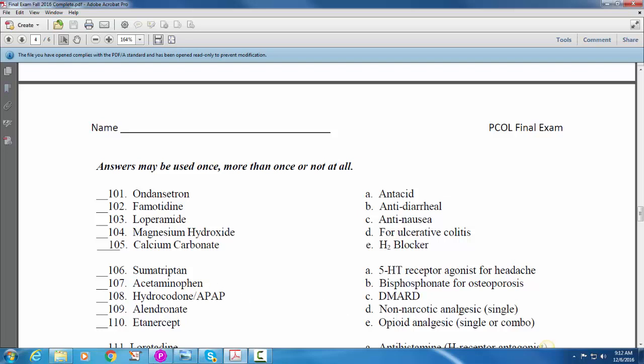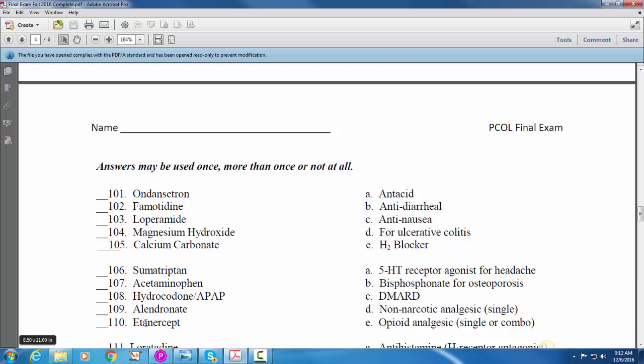Acetaminophen, non-narcotic analgesic. Hydrocodone with acetaminophen. That's a combination opioid and analgesic. So opioid, analgesic, single or combo. Alendronate. This is a bisphosphonate. You know it from the dronate ending.